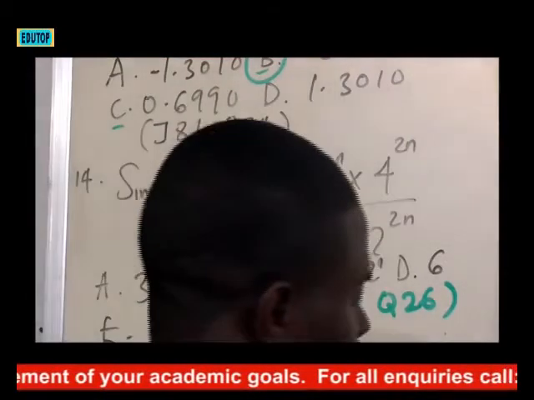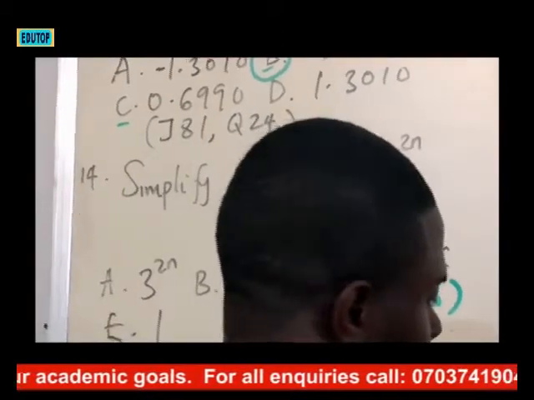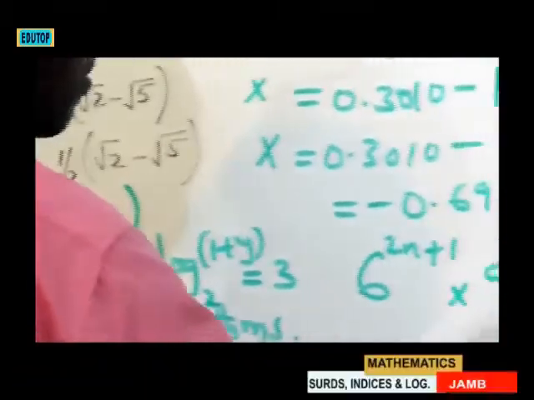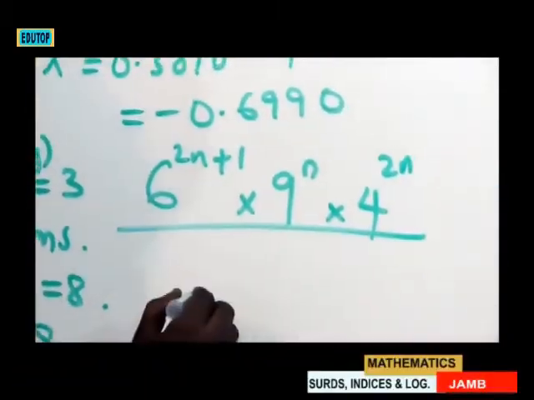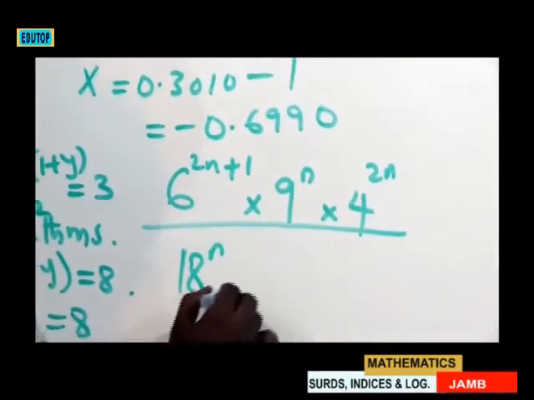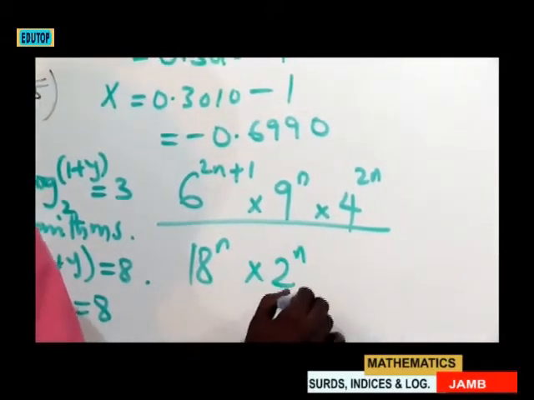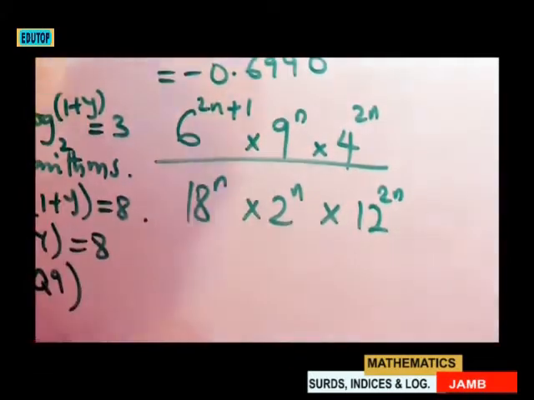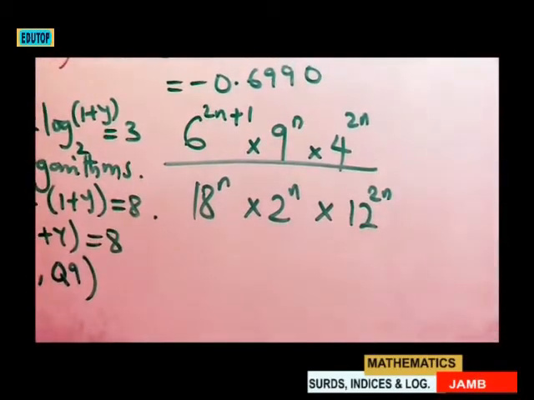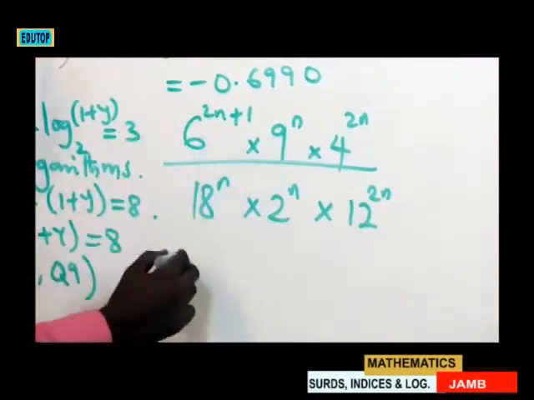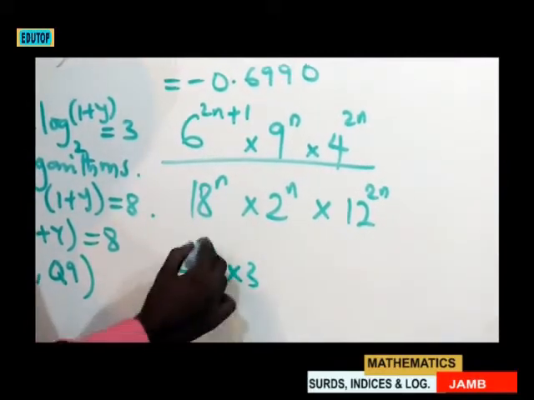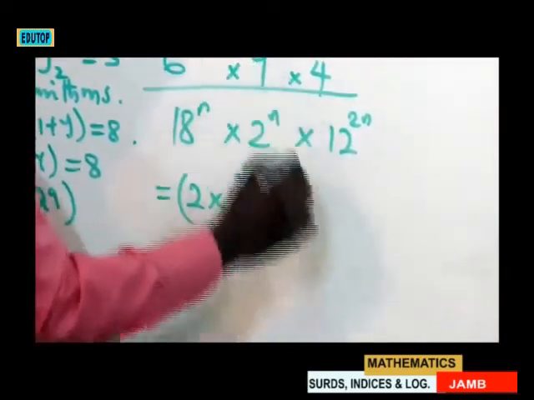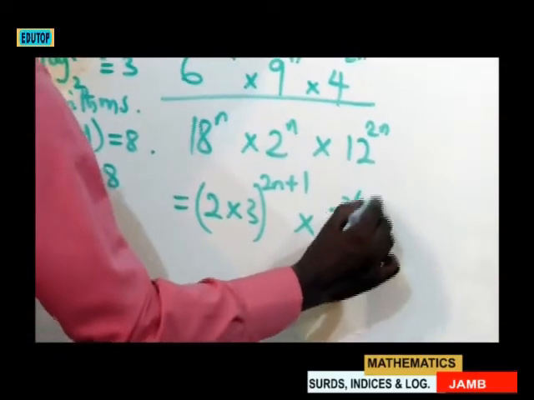So look at what you have. You have: simplify 6 raised to power 2n plus 1 times 9 raised to power n times 4 raised to power 2n over 18 raised to power n times 2 raised to power n times 12 raised to power 2n. To solve this question, the first thing I do here, I know that 6 is 2 times 3, so I can write 2 times 3 as 6, everything affected by 2n plus 1, times 9 is 3 raised to power 2 affected by n.